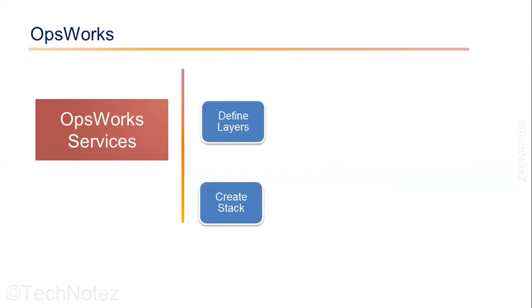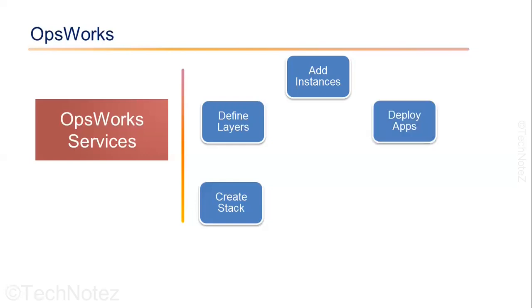Define the layers. Define the layers that your stack will contain, such as web server, application server, and database. Each layer contains one or more instances that run the software for that layer. Add instances. Add instances to each layer in your stack. You can use OpsWorks to automatically launch the instances, or you can add existing instances that you have already launched.